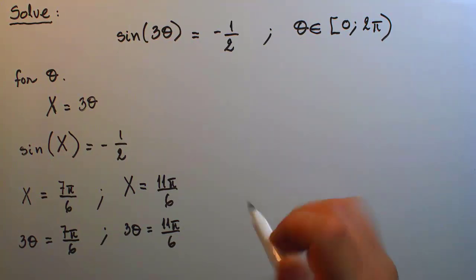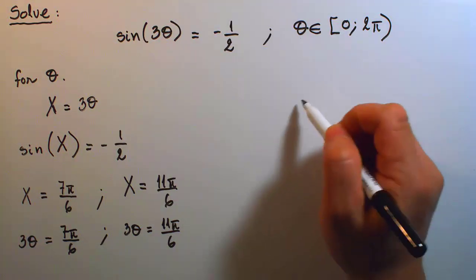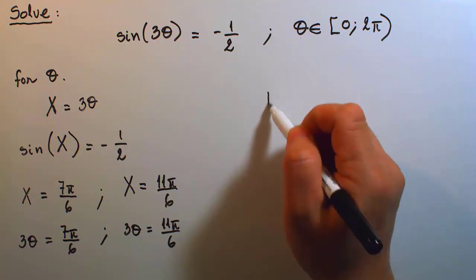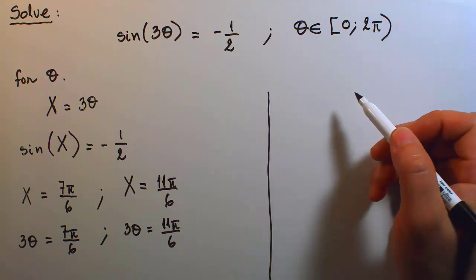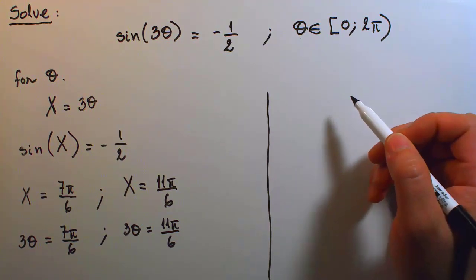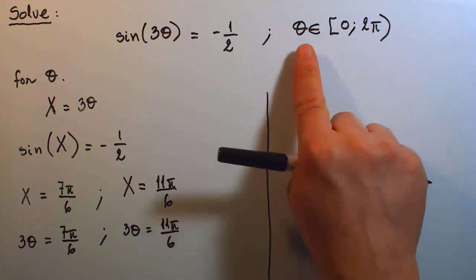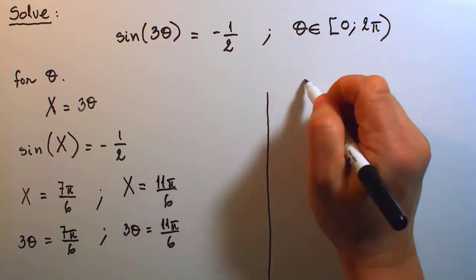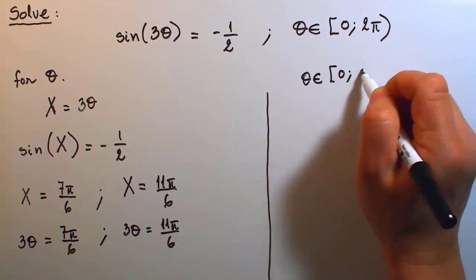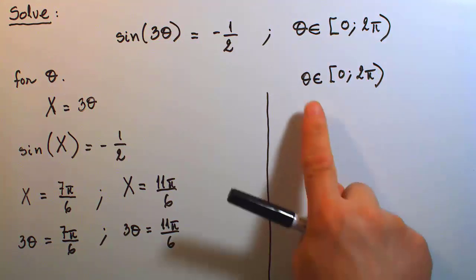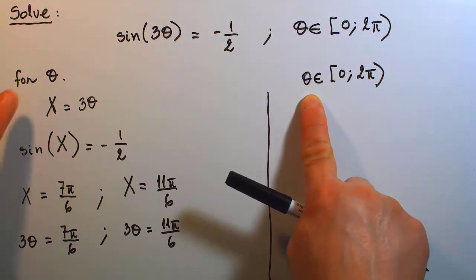Now, one more thing to keep in mind: the two values we have found here that are equal to 3 theta are only in one rotation. Here's the second thing to be watching out for. From the beginning, our angle theta is given in the restriction interval from 0 to 2 pi. So this is our restriction interval for theta once we solve our equation successfully.